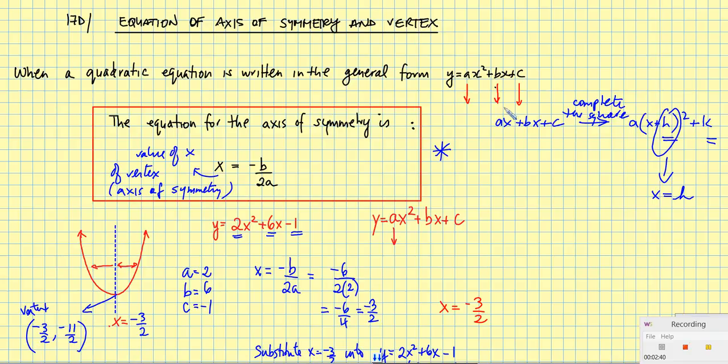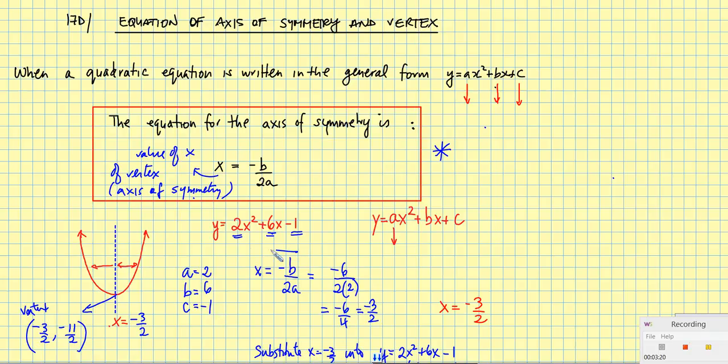So now, every time that we've got a quadratic equation in the general form, it's no longer necessary for us to complete the square to figure out what the vertex is, unless we're specifically told to do so. Okay? So here's an example. If you're given that y is equal to 2x squared plus 6x minus 1, well, this is already in the standard form or the general form. So we know that the value of a is equal to 2, the value of b is equal to 6, and the value of c is equal to negative 1.